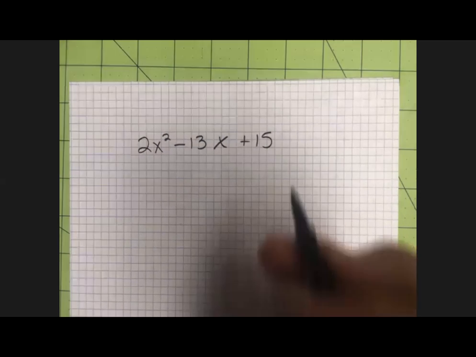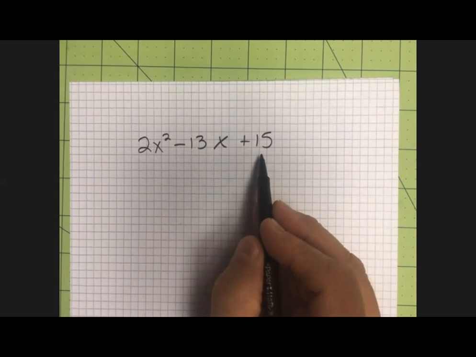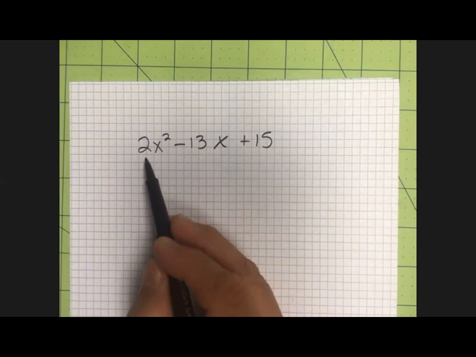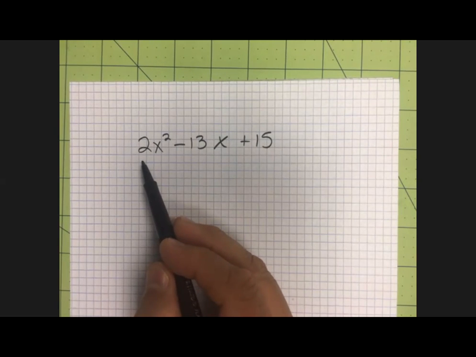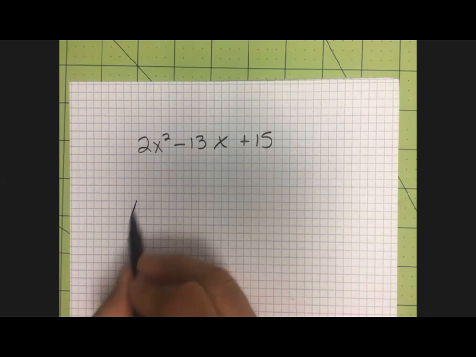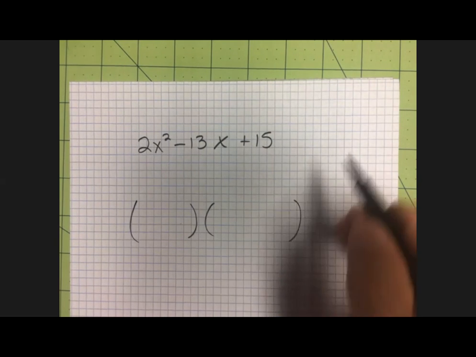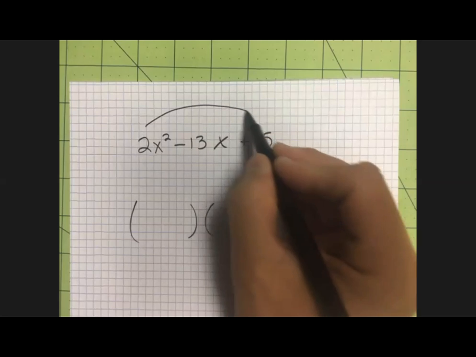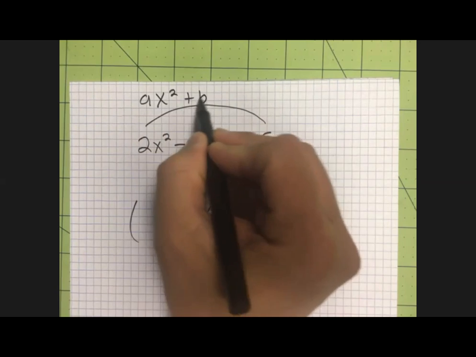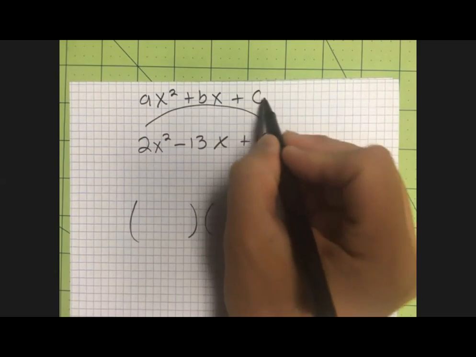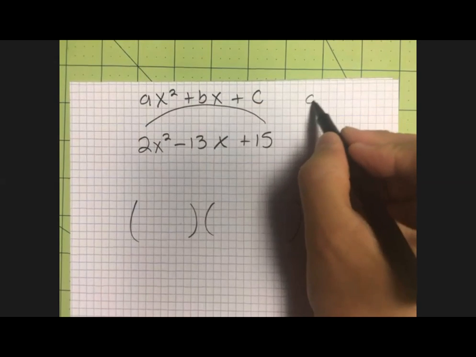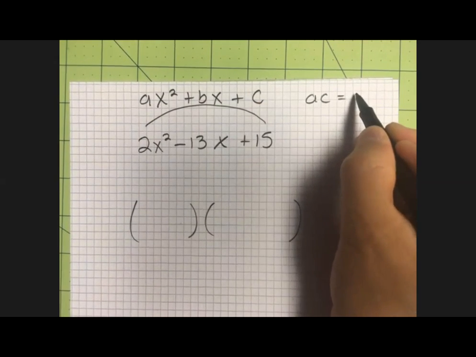Okay. I know how to make 15. There's not too many ways. 1 times 15, 3 times 5. I know how to make 2. 1 times 2, 2 times 1. But what I need is a combination, give me minus 13 in the middle. So you multiply these two numbers. People call this the AC method because they're thinking like ax squared plus bx plus c. They're just calling these numbers letters. So a times c here is 30.